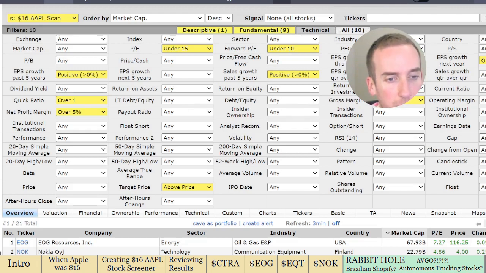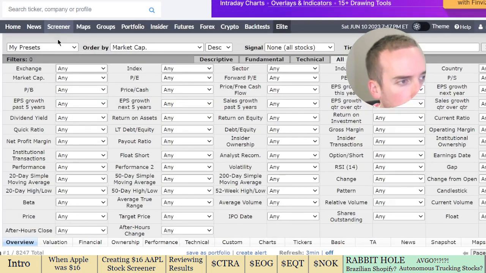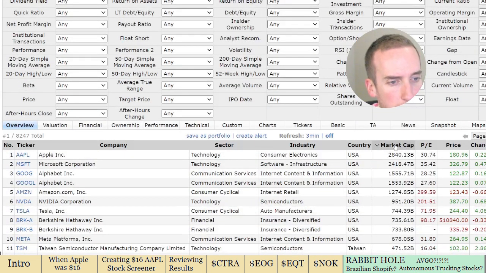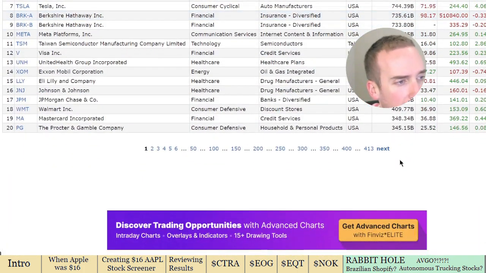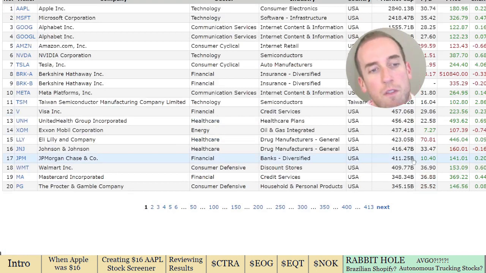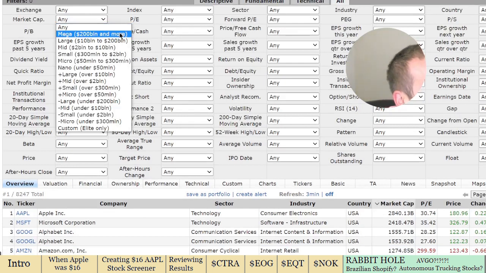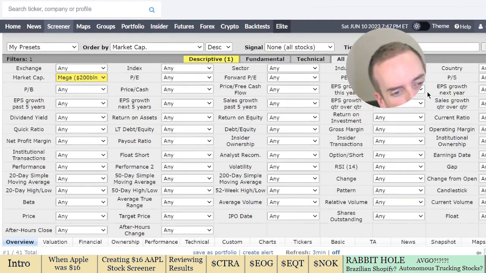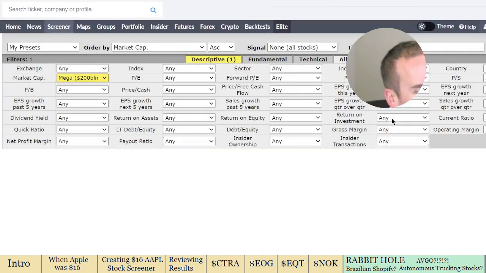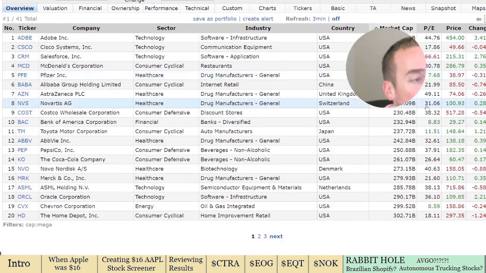Let's reset everything. And let's just look at the largest market caps right here. Apple's the number one market cap. That's crazy. Okay. So we're going to look at 400. Let's look at 100 billion to 400 billion dollar market caps. I guess 200 billion and more. And let's go here. Okay, so we do have some potentials, you know.